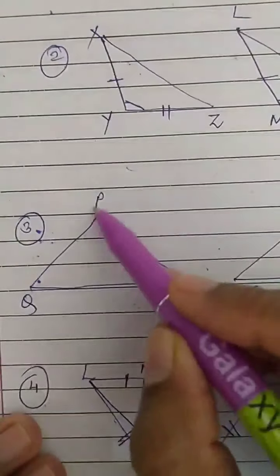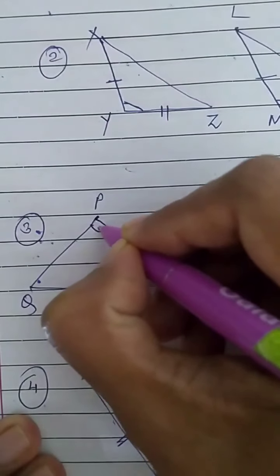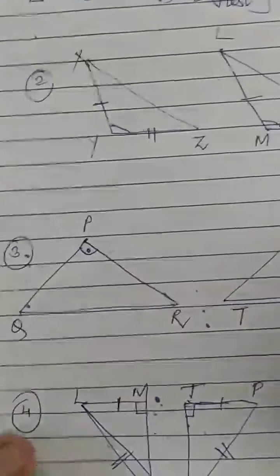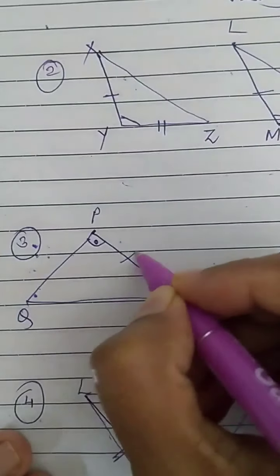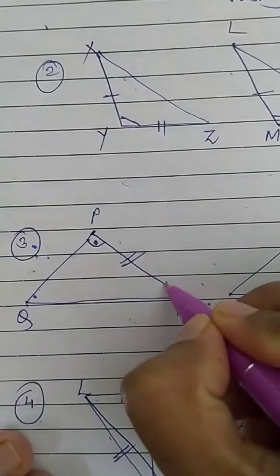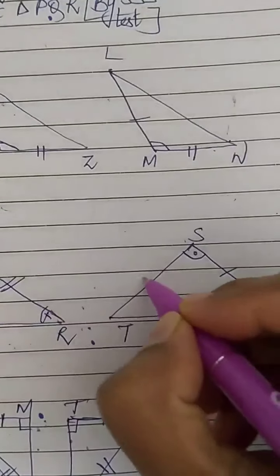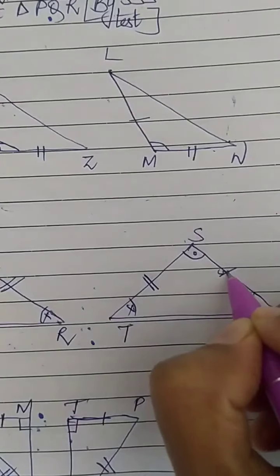Similarly, third one, PQR triangle. Here, this angle is marked congruent and this angle is marked congruent. That is angle, then side. Steps they have not asked, they just asked you to write the name of the test. So you just have to write the name of the test, no steps required. And these two are marked, and this angle. Okay, this is not marked.